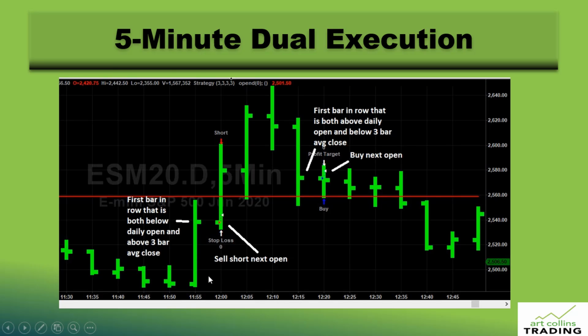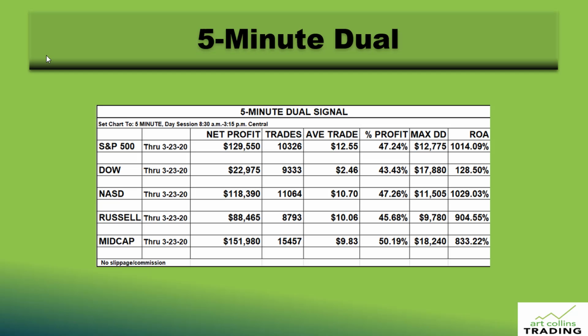Give you a little visual representation. Okay, this bar here is the first bar in a row that is both underneath the daily open price and is higher than the 3-bar average close. So that's a short sale on the next bar. Whoops, we took a loss. Move on down the line here. This is the first bar in a row that is above the daily open and below the 3-bar average close. So that's a buy on the next bar. I do a little better on that one.